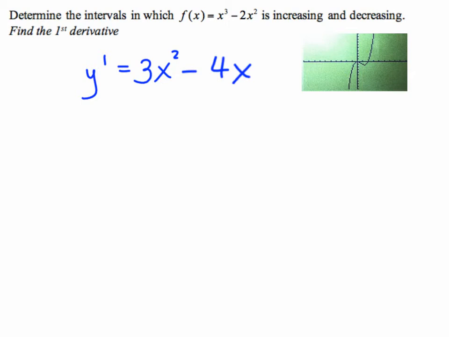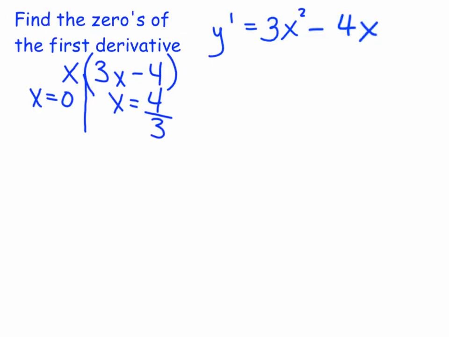The derivative of x cubed is 3x squared. The derivative of negative 2x squared is minus 4x. We are going to factor the right-hand side of the equation to determine the zeros. So for 3x squared minus 4x, if we're going to factor this, we have to take out an x. Then we're left with 3x minus 4 in brackets. So our zeros, our x-intercepts, are 0 and 4/3. And we're going to plot these on a wriggle graph.